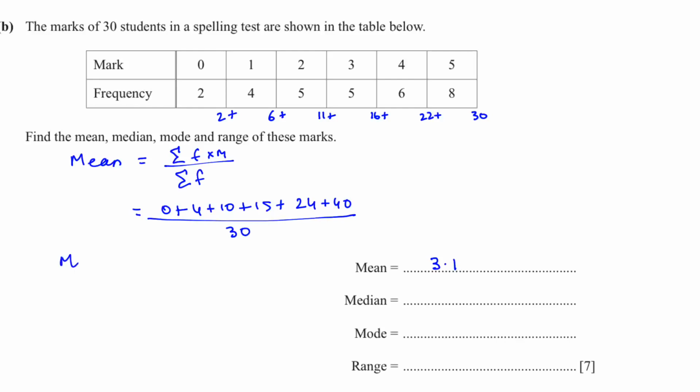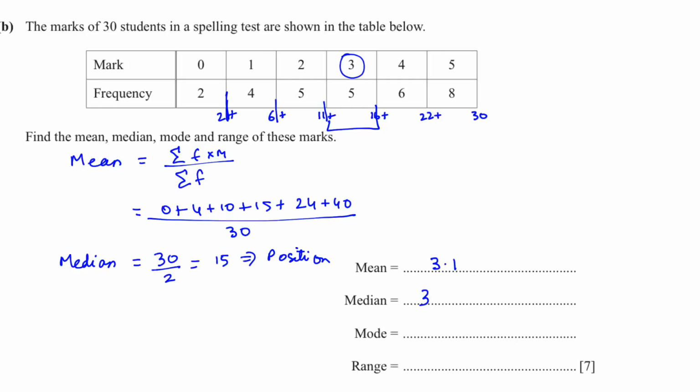Median is the frequency divided by 2, which is 15. This gives you the position of the median. We know that this is still 2, 6, 11, the 15th position is when the mark is 3. So the median is 3.